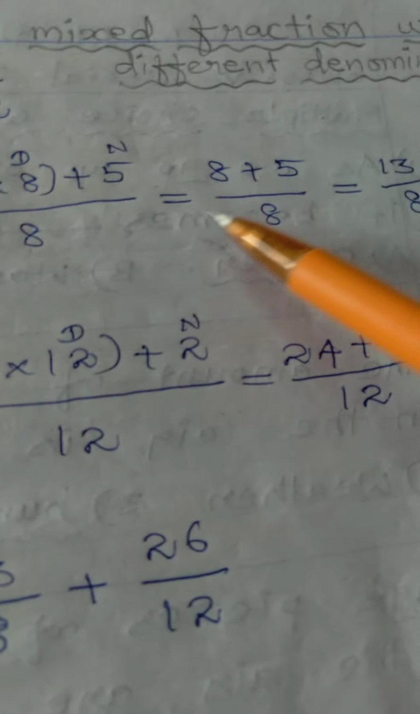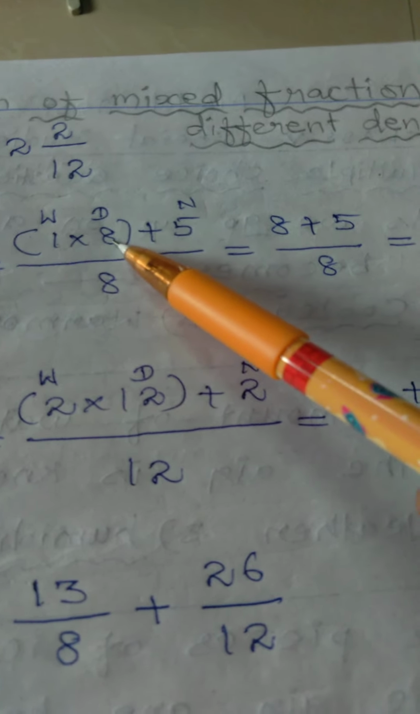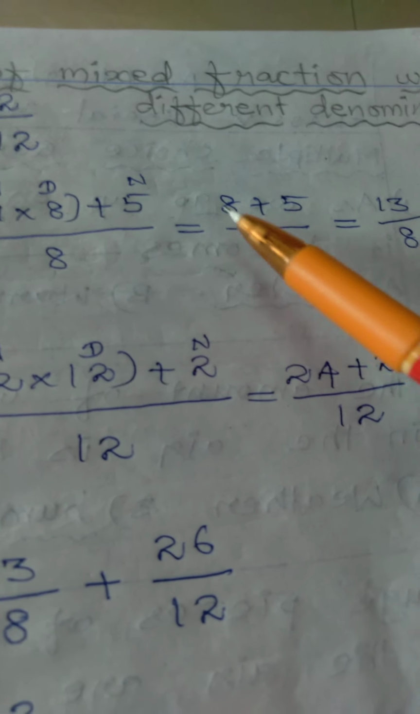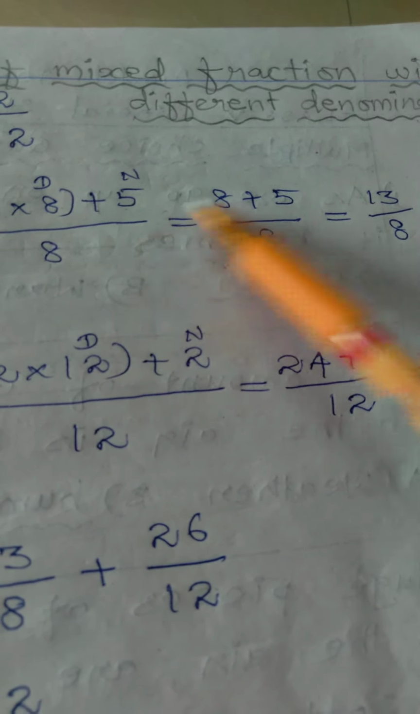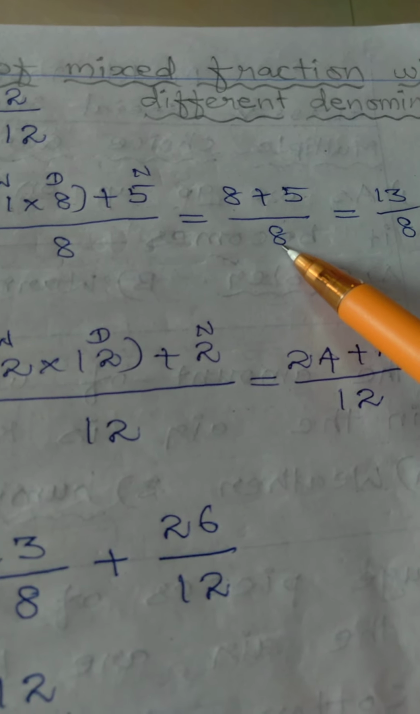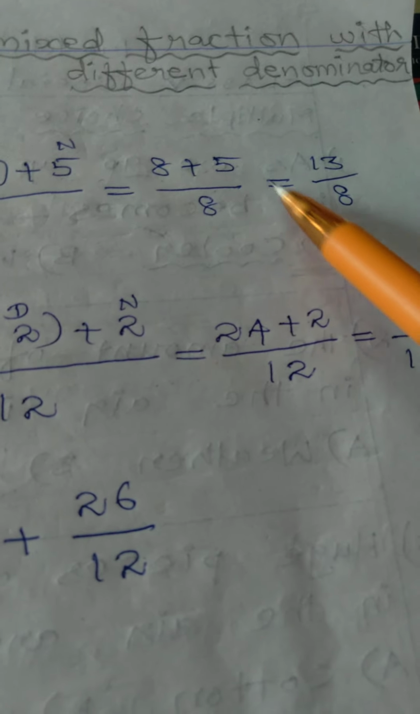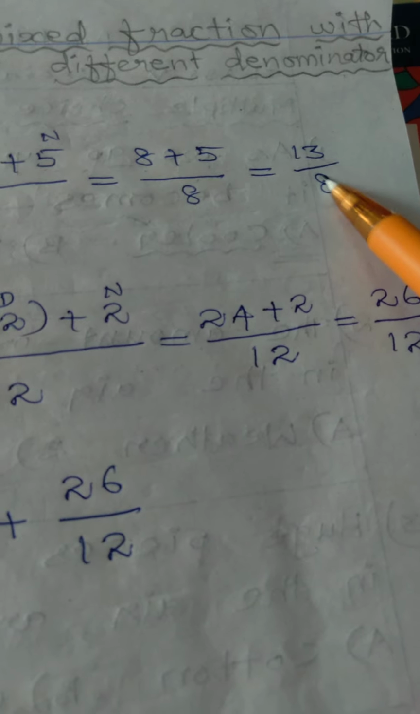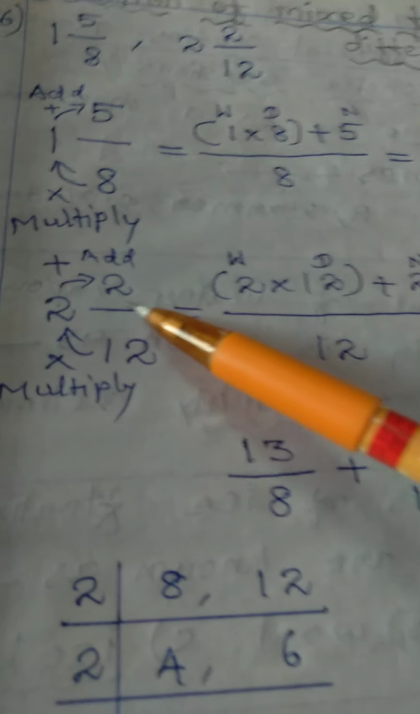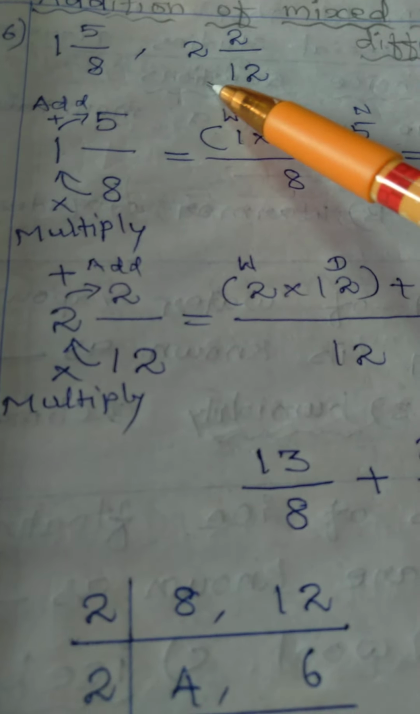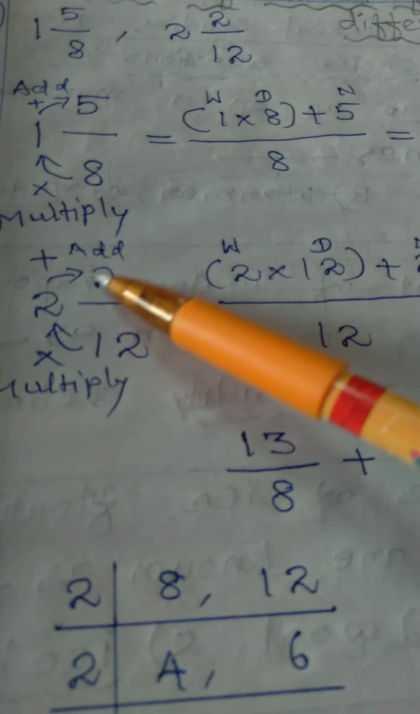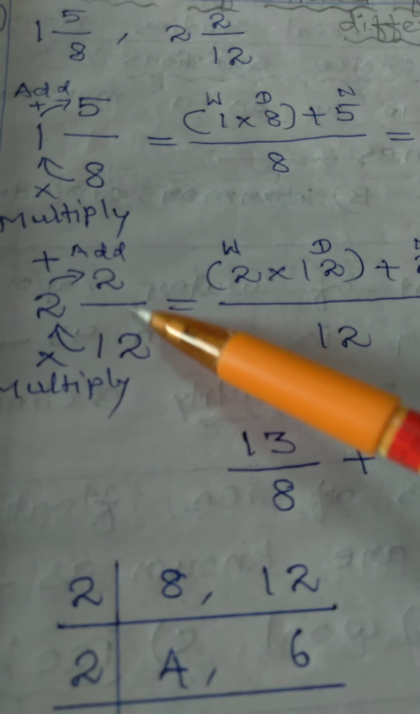Next, 1 into 8, 8 plus 5 by 8, the denominator, is equal to 8 plus 5, 13 by 8. Next, the second mixed fraction, 2 into 2 by 12.